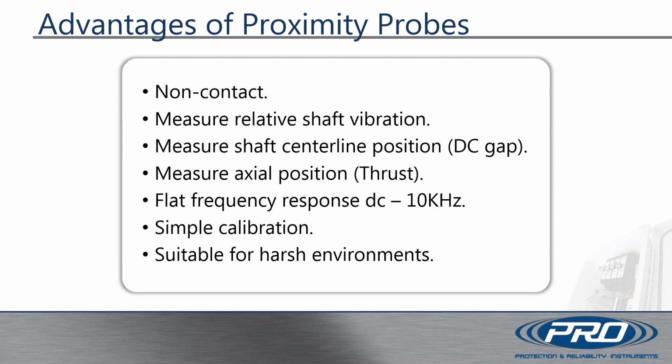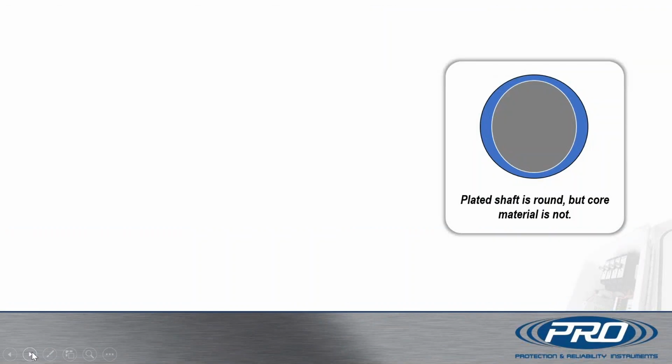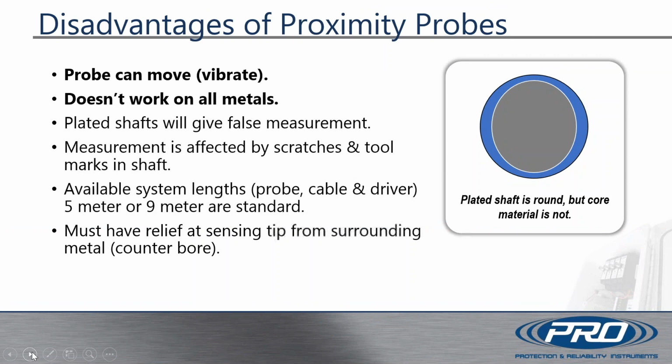They have a flat frequency response, they are simple to calibrate, and they are suitable for harsh environments. Proximity probes also have disadvantages, one being that the probe can move or vibrate while it's mounted. It doesn't work with all metals. Plated shafts will give false measurements to your proximity probes. The measurement can be affected by scratches and tool marks on the shaft.